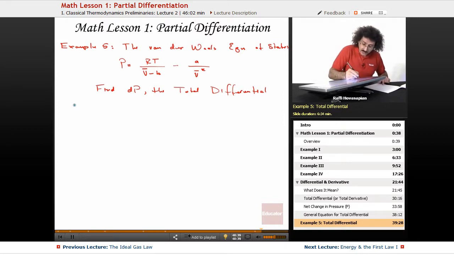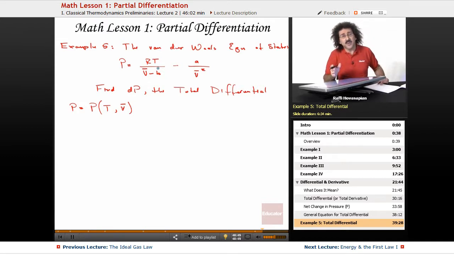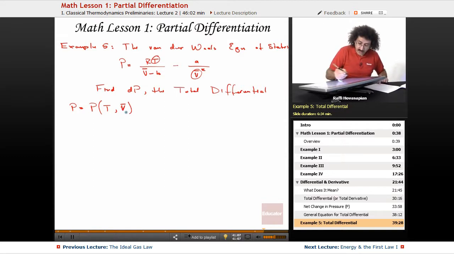Okay, well, let's be formal about this. P is a function of the variables T and V, right? So it's very important that you actually pick out your variables and know what your independent variables are. In this case, R is a constant, B is a constant, so T and V are the only two variables. So P is a function of the two variables, T and V.